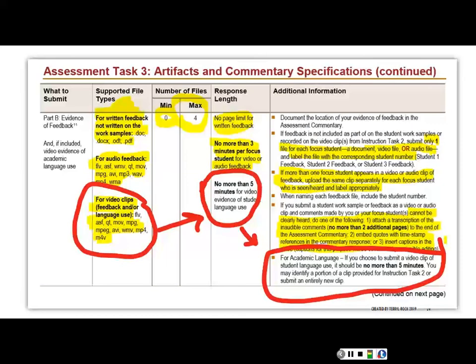For the task 3, it's a video clip. It can be a video, but no more than 5 minutes. If you choose to submit a video clip of student academic and student language use, it should be no more than 5 minutes. You may identify a portion of the clip provided for instruction task 2 or submit an entirely new clip.